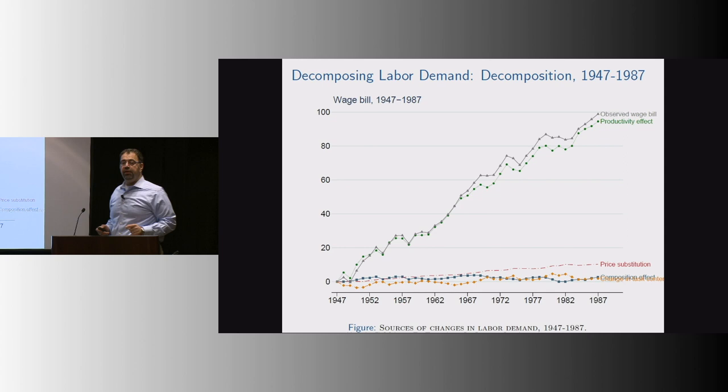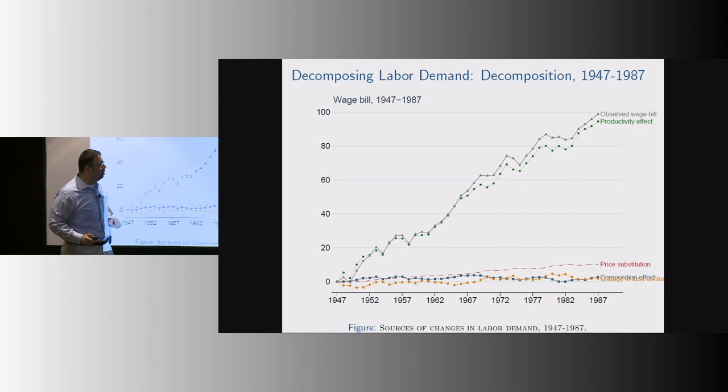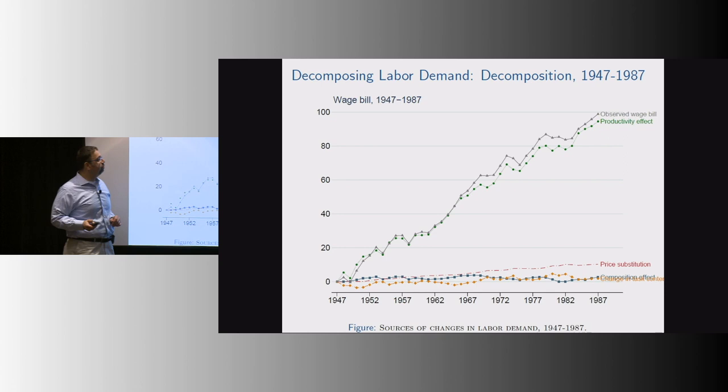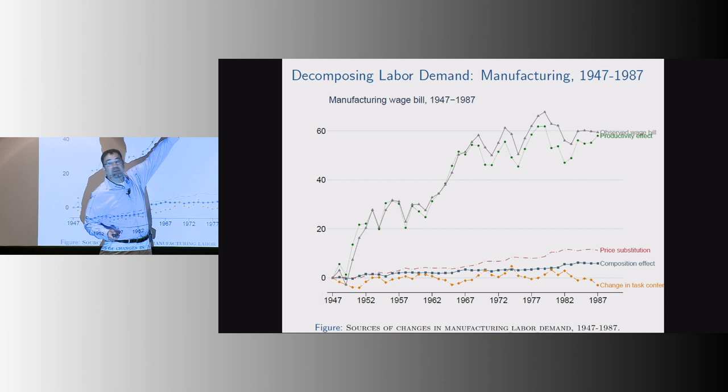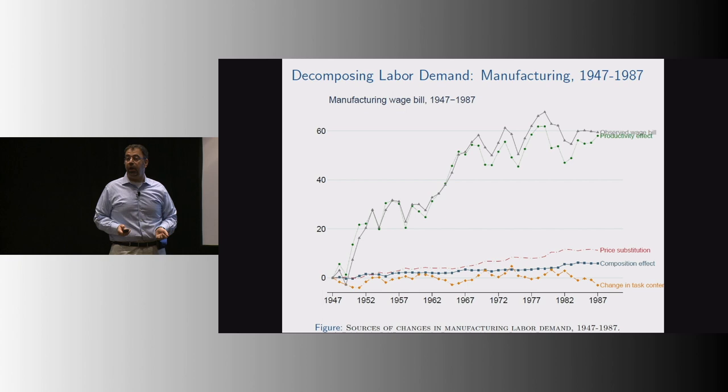The gap between these two things is very small. You have a negative composition, the negative task content change, but it's small. The composition effect and the price substitution effects continue to be small. So if you do this for manufacturing, you see that things start going wrong for manufacturing around the 1970s. But for the whole economy, you don't see the effect of it much until the 30-year period that I focused on. And why is that?